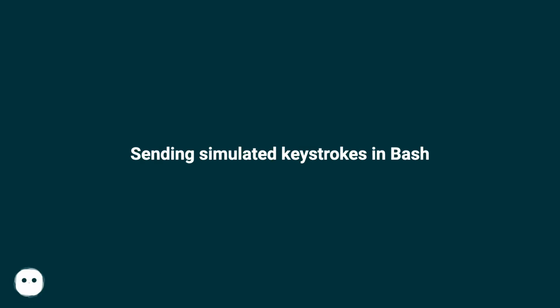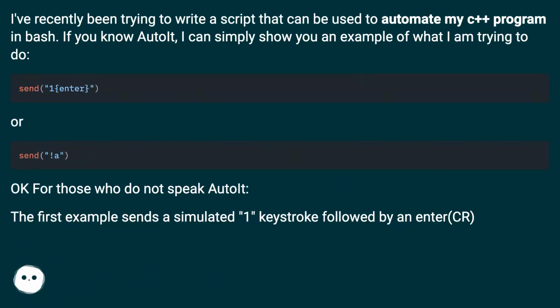Sending simulated keystrokes in Bash. I've recently been trying to write a script that can be used to automate my C++ program in Bash. If you know AutoIt, I can simply show you an example of what I'm trying to do. Or, okay, for those who do not speak AutoIt, the first example sends a simulated 1 keystroke followed by an enter, CR.